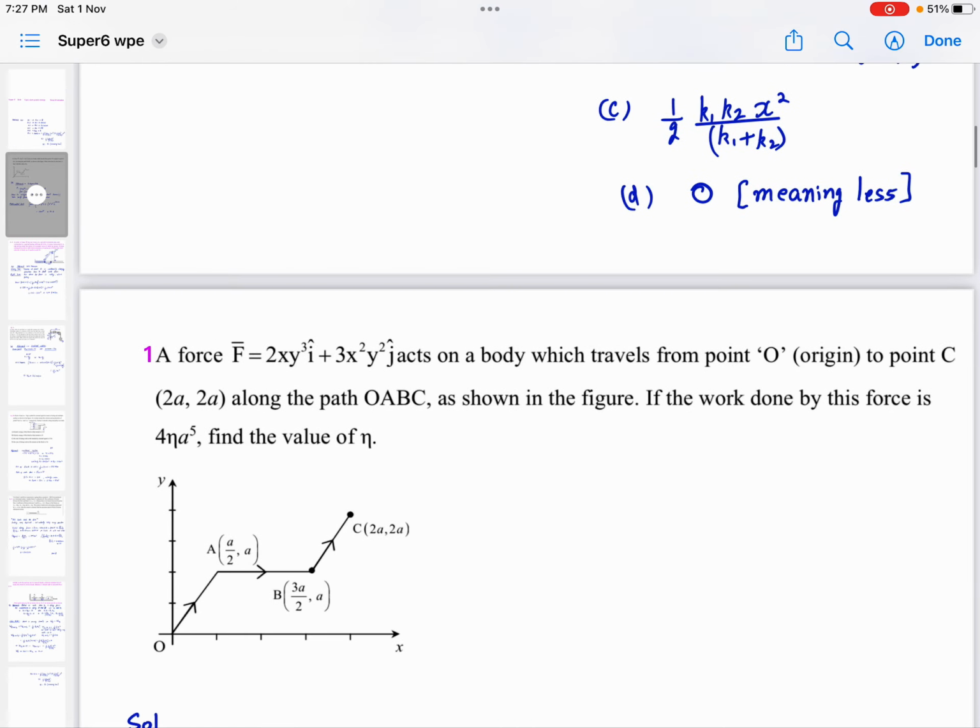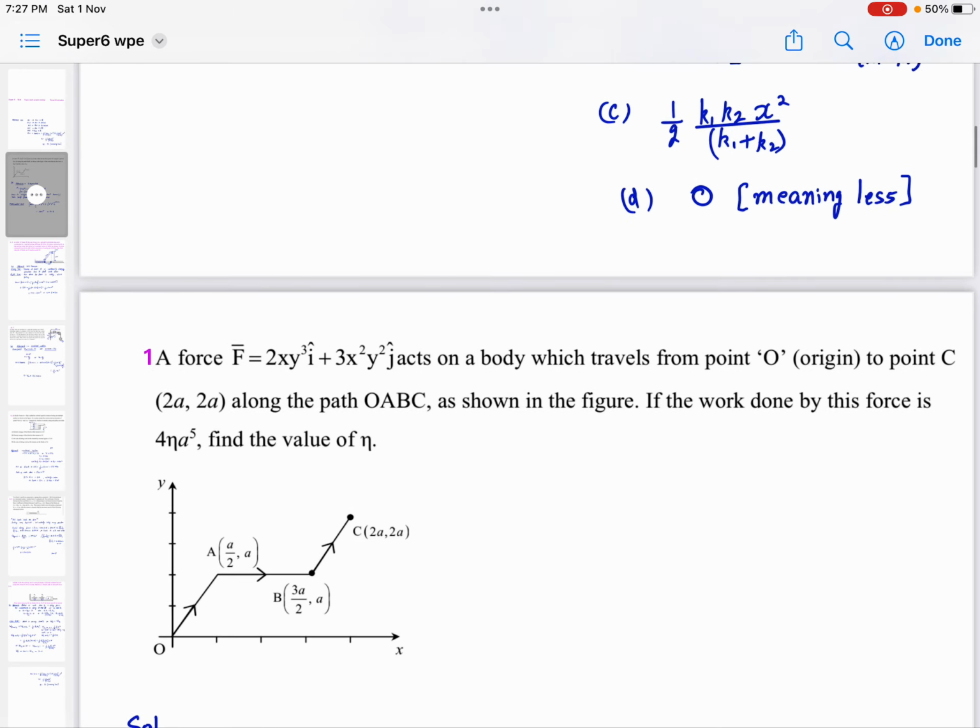Question number 1. In question number 1, if you see, some force expression is given, and we need to calculate work done from starting point O to end point C. So obviously beta, it's looking like a difficult question, but actually it is a very easy question, right? Okay, not that easy, right?